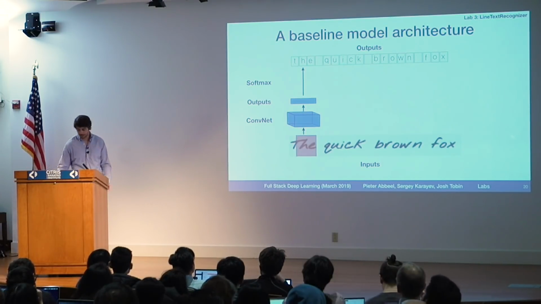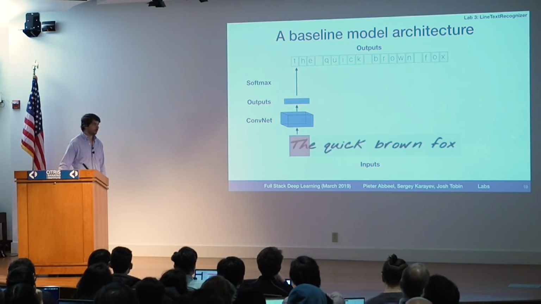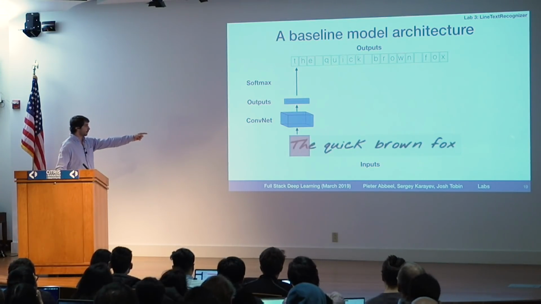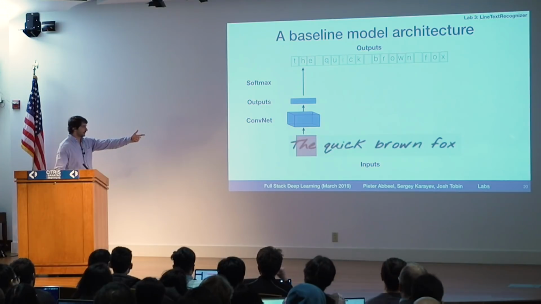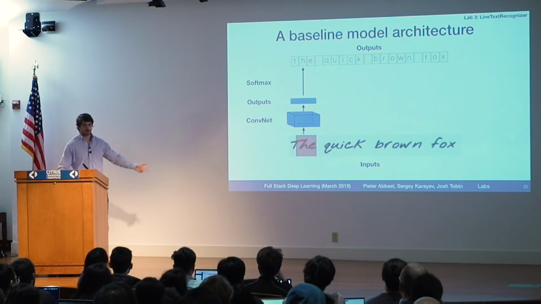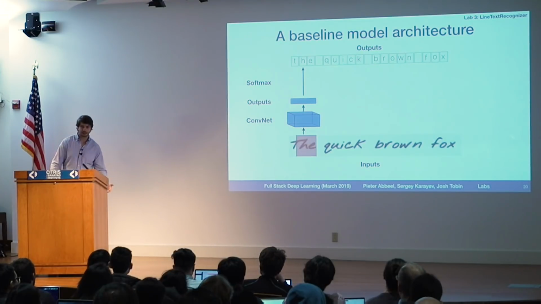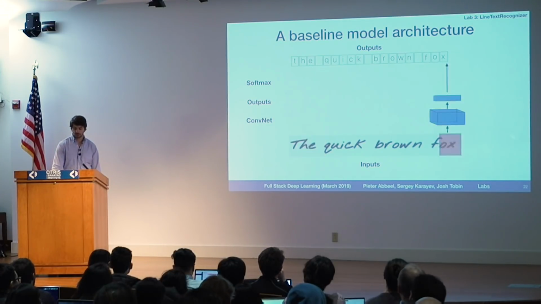And I think the answer is that it depends on the context, right? We know that at the previous time step we predicted T, so we don't want to predict T. And so maybe the next thing to do is to predict H. And so one way that we can capture this time dependency is to add some recurrence to this model.